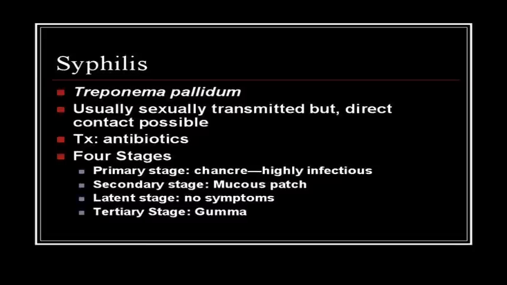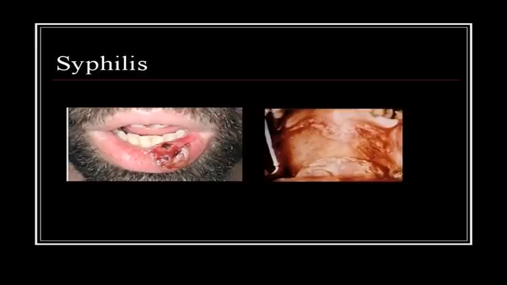Another infectious disease that is on the rise and difficult to treat again because of resistance is syphilis, caused by Treponema pallidum. It's usually sexually transmitted, but direct contact is also possible. The treatment is antibiotics. The physician and dentist may have to try several antibiotics to get this condition under control due to the bacterial resistance to the traditional antibiotics. It progresses through 4 stages.